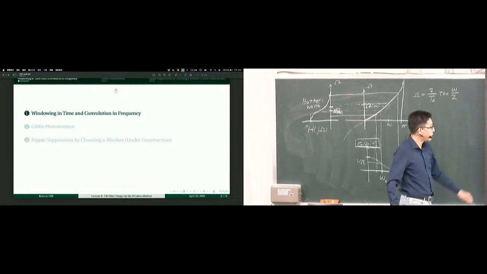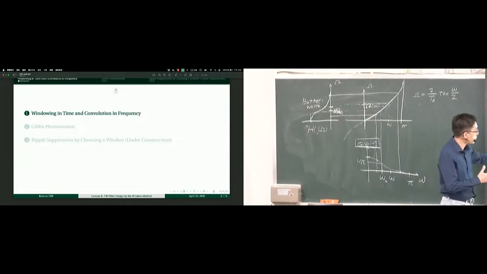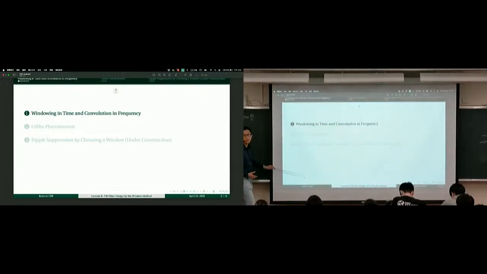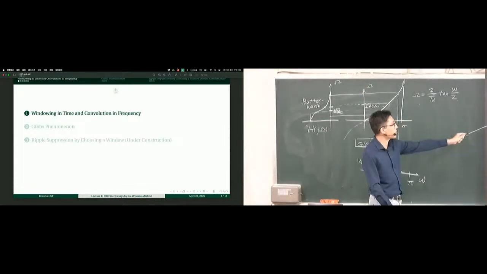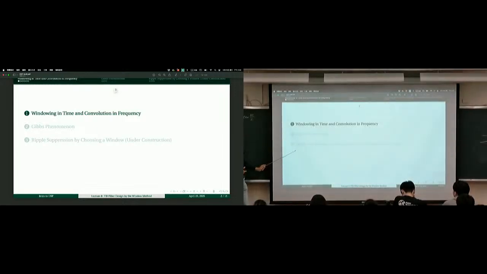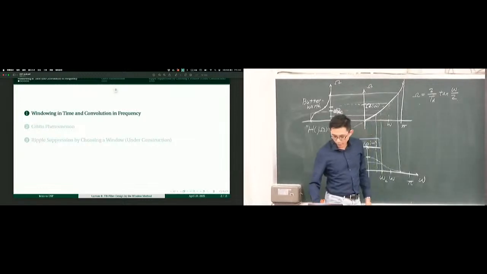the job, okay? I apologize that the handout is still under construction, but here is the outline already. First, we talk about the basic concept. Then we talk about a problem that will be encountered, which is the Gibbs phenomenon. And then after that, we introduce how to choose windows in order to suppress ripples. Okay, first things first.